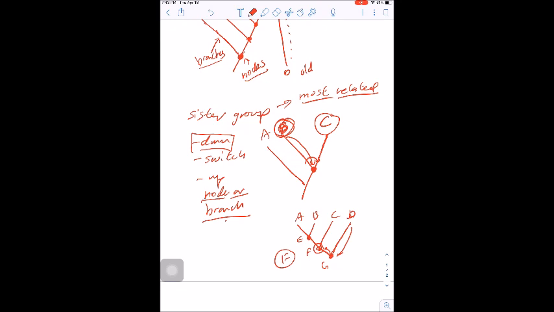And F represents A, B, and C, okay? Because they're all branching, or they come off of F. Does that make sense? F is the most recent common ancestor of A, B, and C. So with that in mind, let's get started on problem 1.